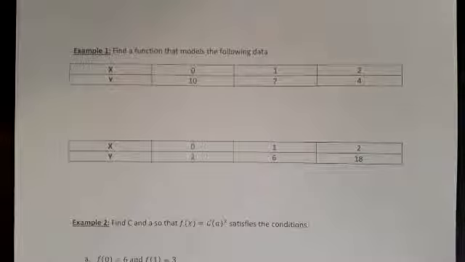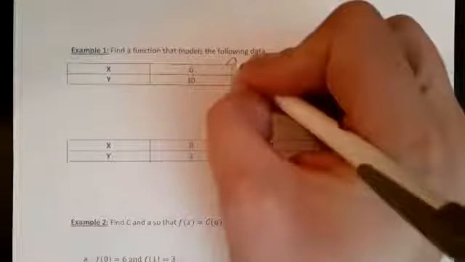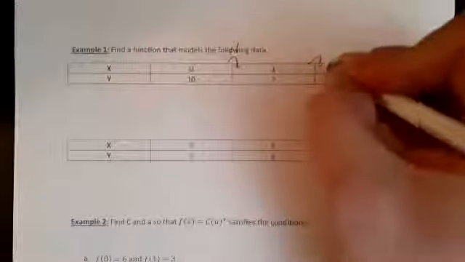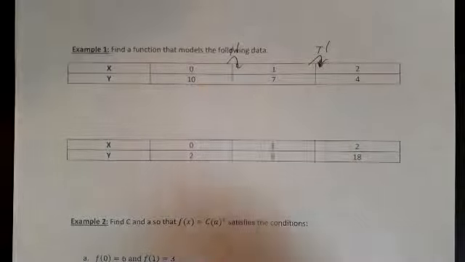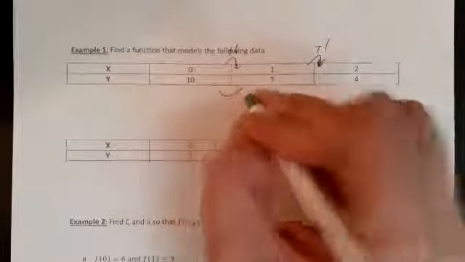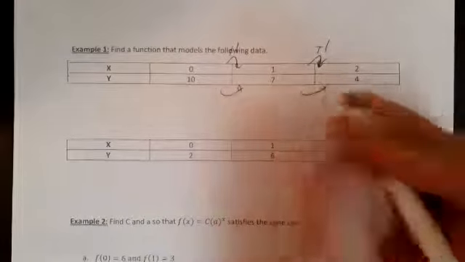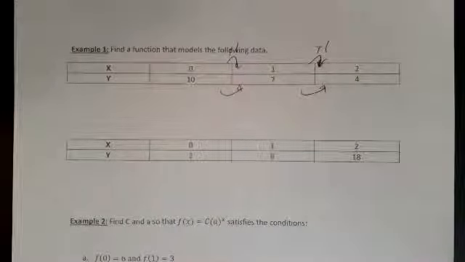Find a function that models the following data. I know this is the exponential section, but they're trying to make sure you can distinguish between what you know and what you're learning. So we're going up by 1 there. The easiest way to describe this change is that it's going down 3 and down 3.